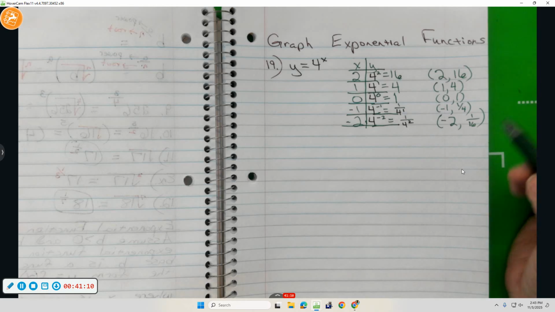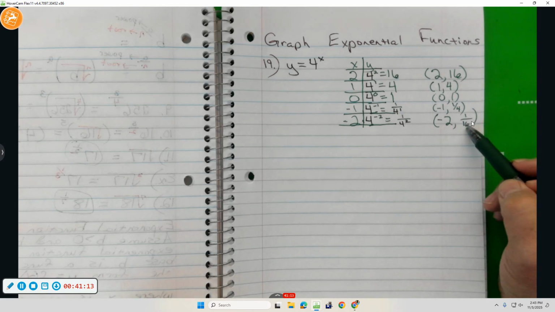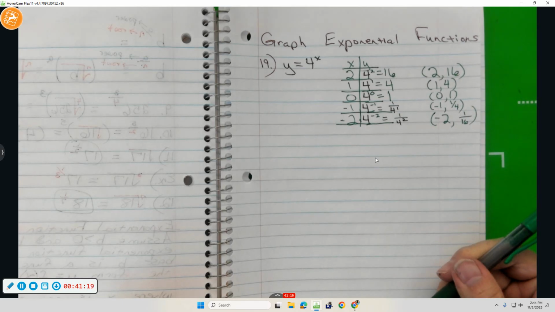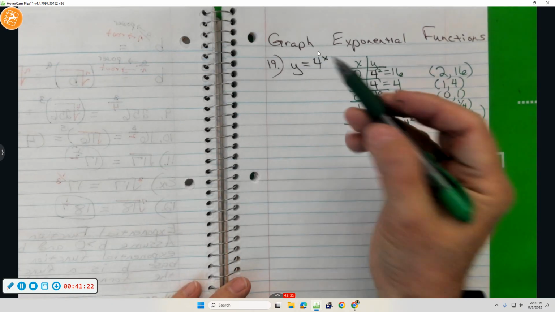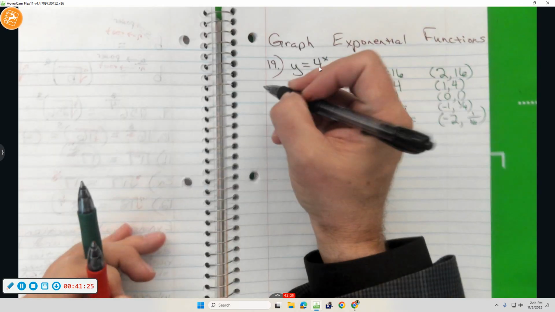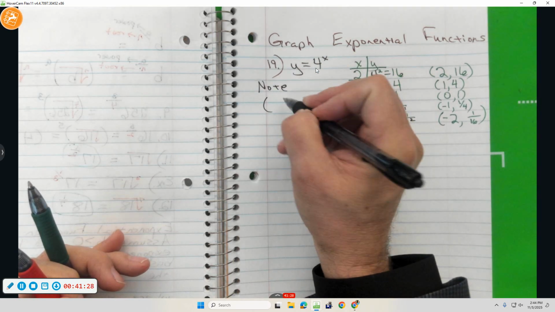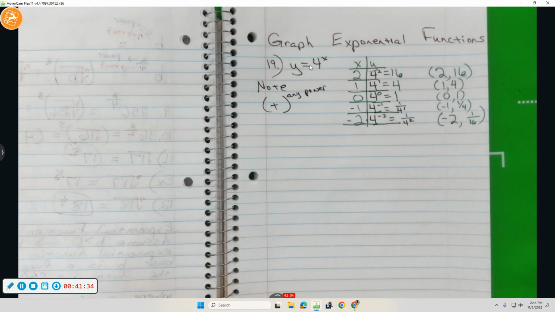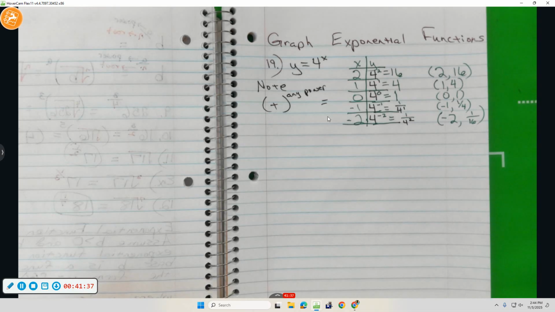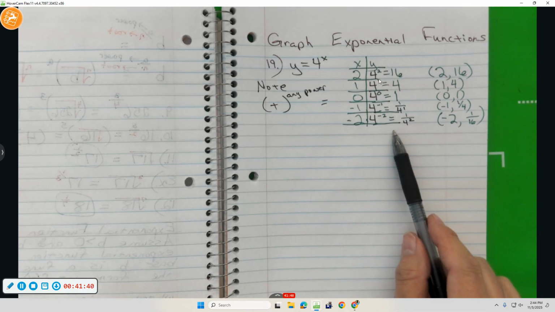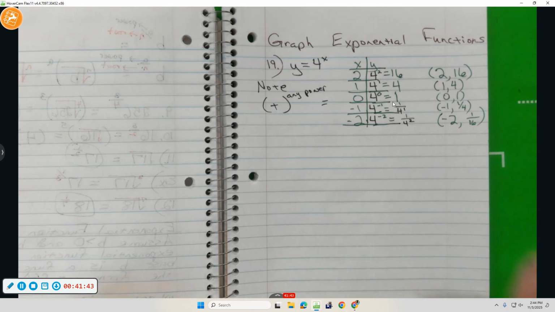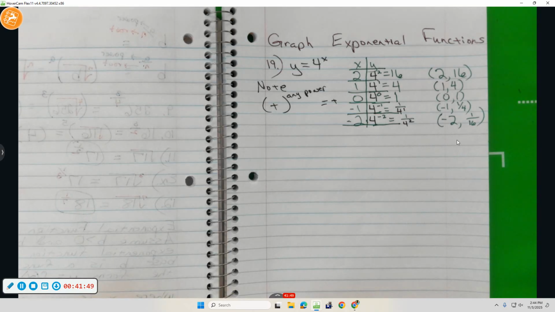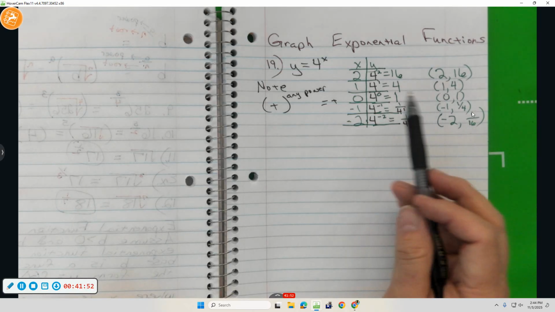Notice 1/4, 1/16. Those fractions are getting smaller, but a positive number to any power will always have what sign? Our base is positive. Note, a positive number to any power will always equal what sort of number? Positive. Am I going to get a negative? Will I ever get negative y values? No. A positive number to any power will always be positive. So we're never going to get any negative y values.